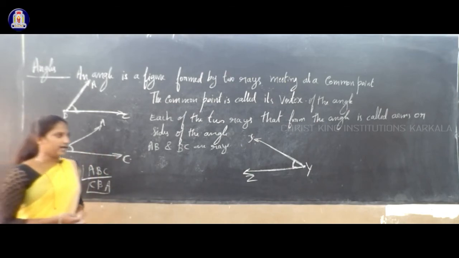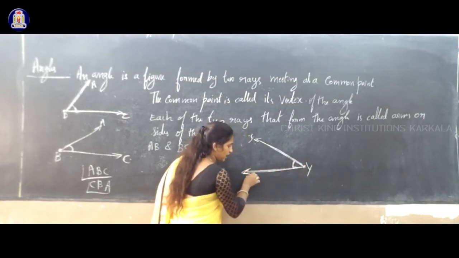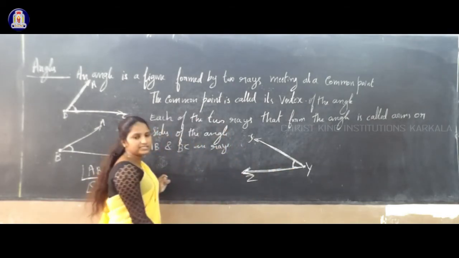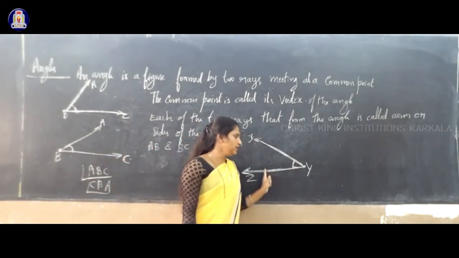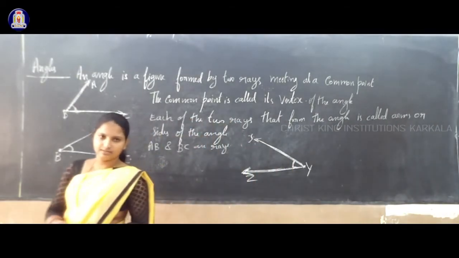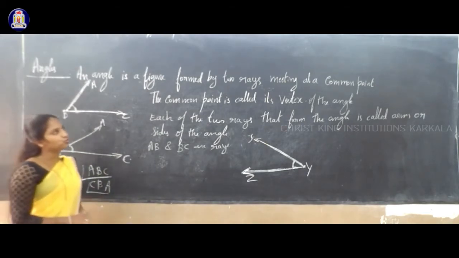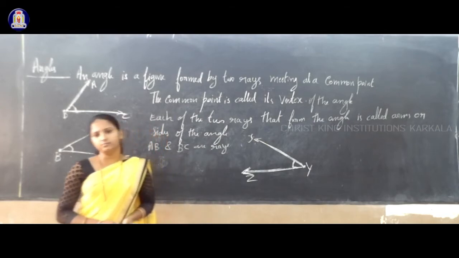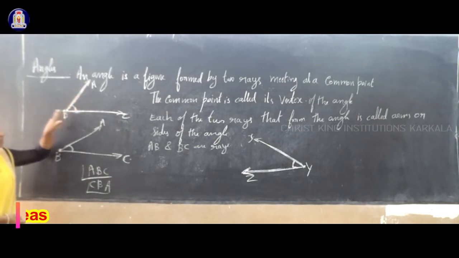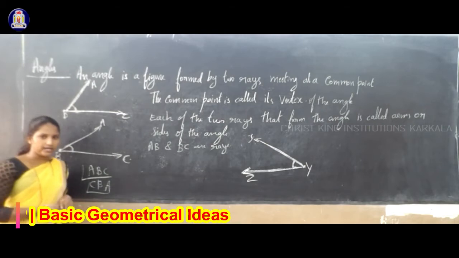So you can say XY is a ray, or you can say these are arms. Arms or the sides of the angle. This is the angle, so these two are sides of the angle. Clear? What is an angle? An angle is a figure formed by two rays meeting at a common point. So this is the angle, angle ABC, or we can say CBA is an angle.